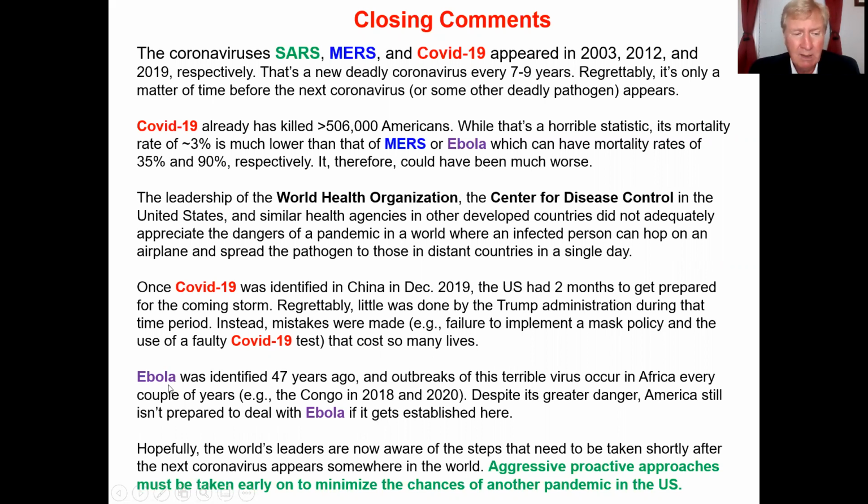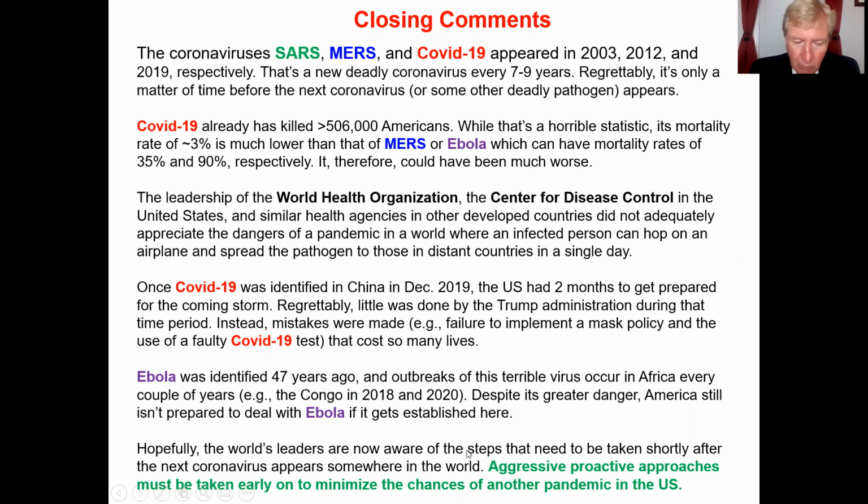Now, moving ahead, Ebola was identified 47 years ago, and outbreaks of this terrible virus occur in Africa every couple of years. There was an outbreak in the Congo in 2018, and another outbreak in 2020. Despite its greater danger, America still isn't prepared to deal with Ebola if it gets established here. It just takes one or two people in the Congo to get on an airplane to come to New York City to bring Ebola, and we start getting a huge number of deaths.